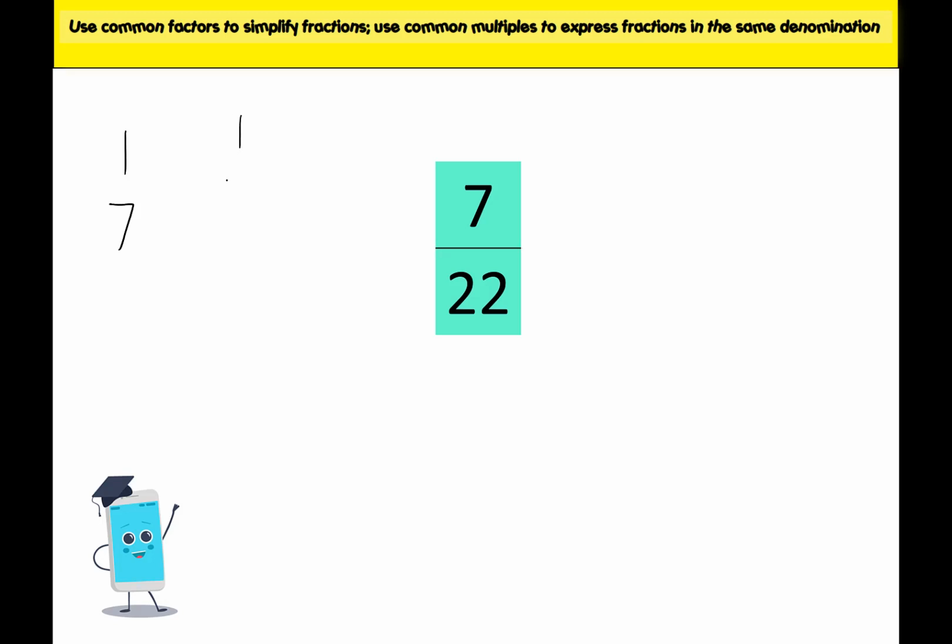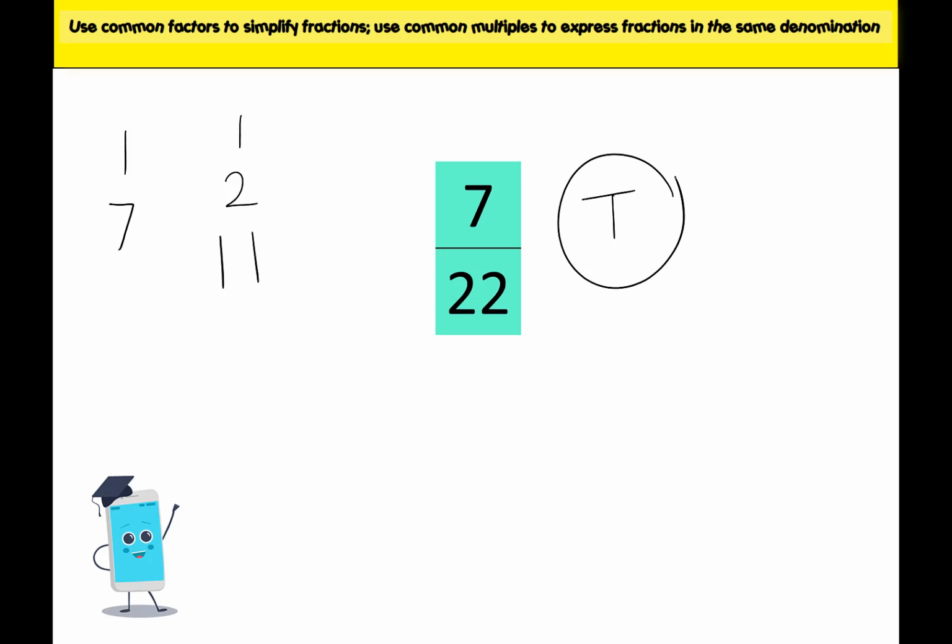I'll write the factors out just to prove it. These are all the factors of 22. There are no common factors. This is in its simplest form already. So that is a true.